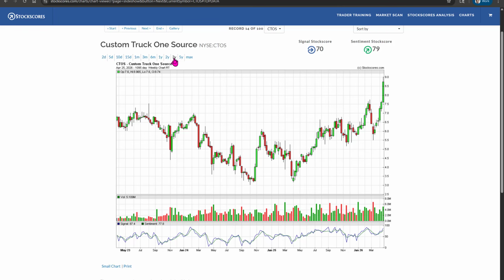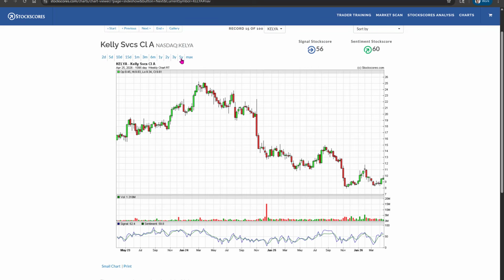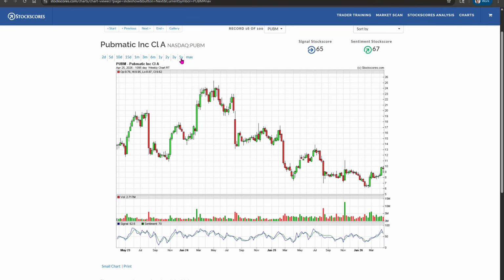Let's take a little closer look at this CTOS. I'll go back 5 years on this. On the 5-year chart, I see resistance over here, so I don't like that. Let's go through a couple more. Nope, pessimism. Not bad, breaking the downward trend line from a rising bottom.